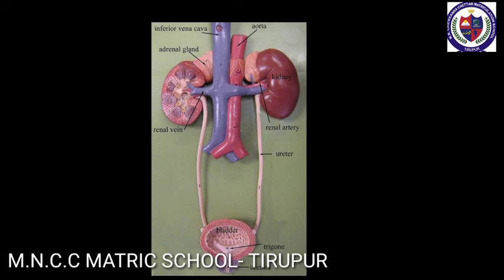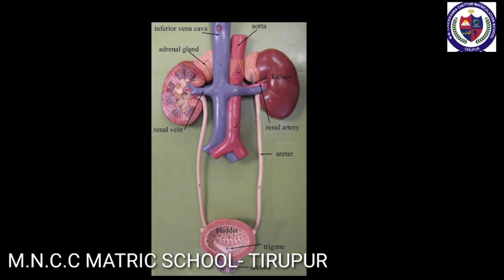Mechanism of urine formation. There are 3 stages: glomerular filtration, tubular reabsorption, and third, tubular secretion. Glomerular filtration. Urine formation begins with the filtration of blood through the glomerulus and Bowman's capsule. This filtrate is the glomerular filtrate. Both essential and non-essential substances are present.